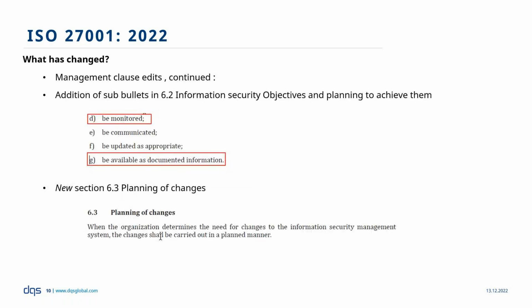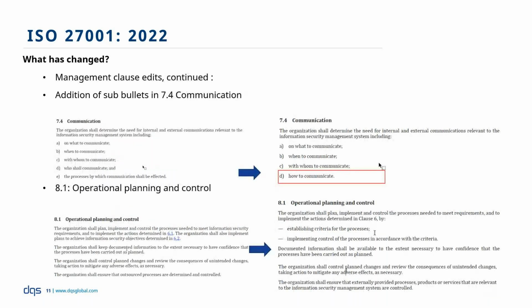In 6.2, there are additions to emphasize monitoring and availability of documented information. A new section is introduced, 6.3, to address planning of changes. In 7.4, communication, the sub-bullets D and E have combined to ask for details of how you communicate.